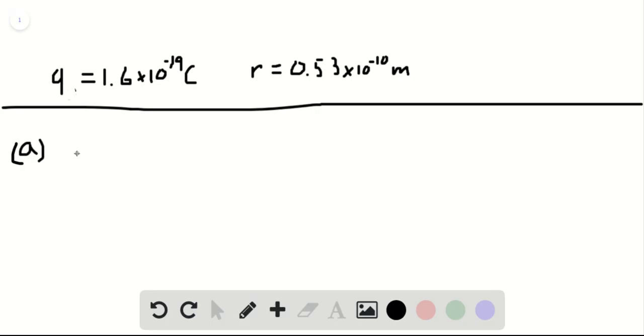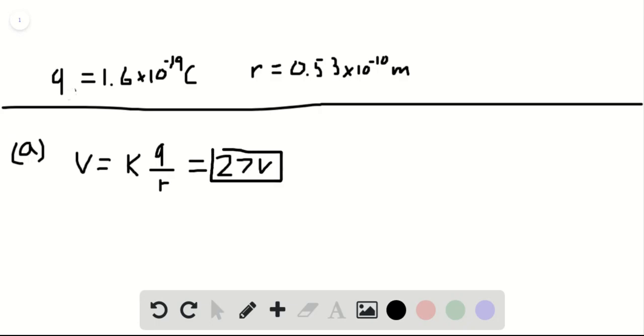So the potential V is going to be equal to the constant K, which is 1 over 4 pi epsilon naught. It's equal to 8.99 times 10 to the 9 newton meter squared per coulomb squared. It's a common constant you can look up, times the charge Q divided by the distance R. Plugging those values into this expression, we find that the potential is 27 volts. And we can box that in as our solution for part A.